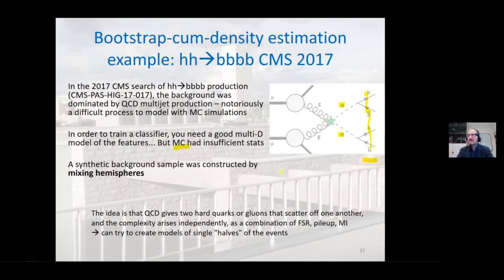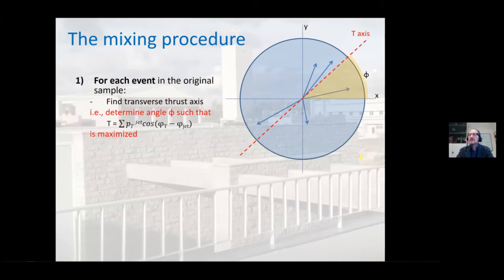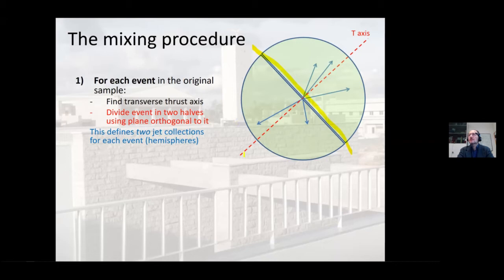So how we did this was to create a method called hemisphere mixing. So we cut events in two, and take each half of the event and mix these halves. So the procedure we adopted was to take events that have jets, and you see these blue arrows are jets in the transverse plane X and Y. So we are looking at the beam going into the sheet here. And these events are characterized by a thrust axis. That is the axis where most of the momentum flows. And you can get this from the jets in the event. And then you can cut the event in two orthogonally to the thrust axis.